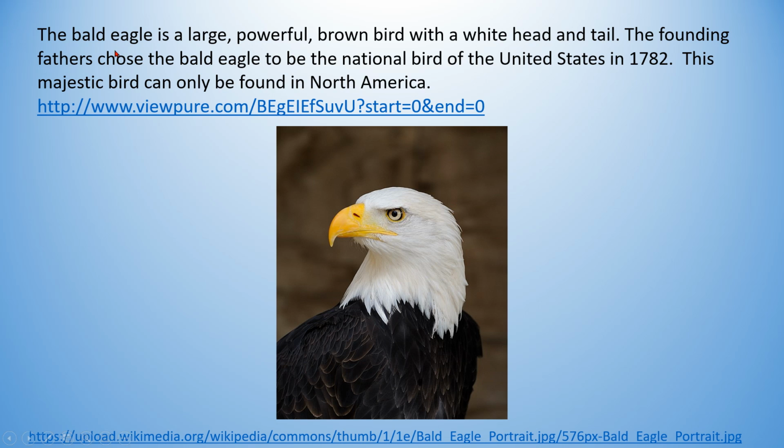The bald eagle is a large, powerful brown bird with a white head and tail. The founding fathers of our country chose the bald eagle to be the national bird of the United States in 1782. This majestic bird can only be found in North America, and North America is the continent that we are on. So there is a video, and I'd like you to watch the video, mostly on your own.